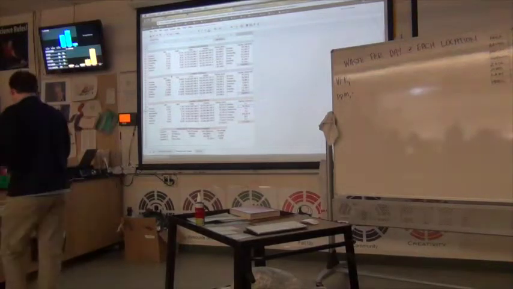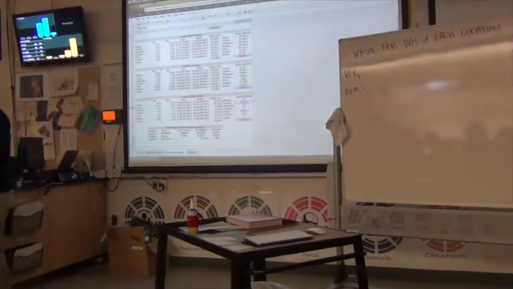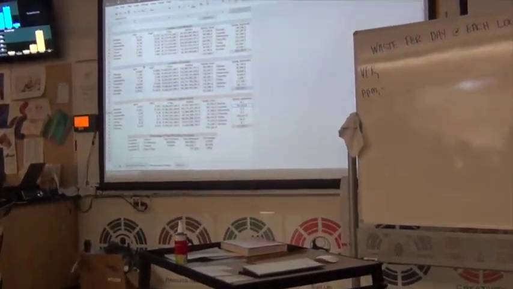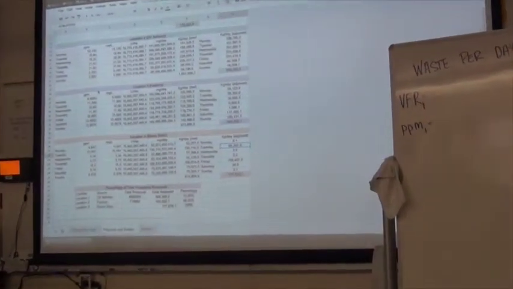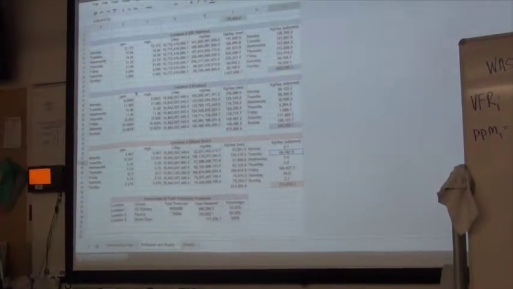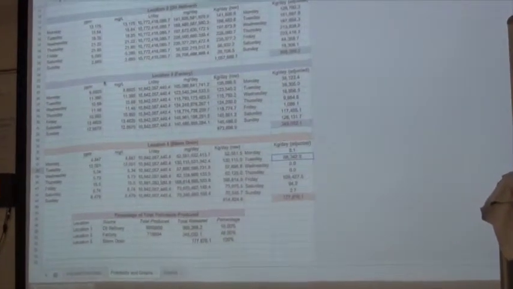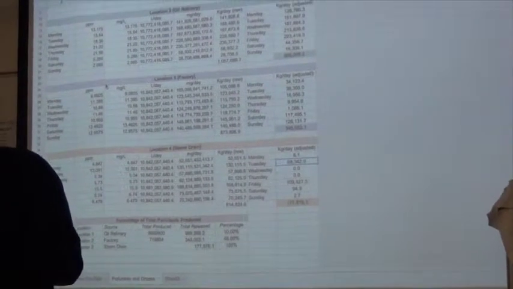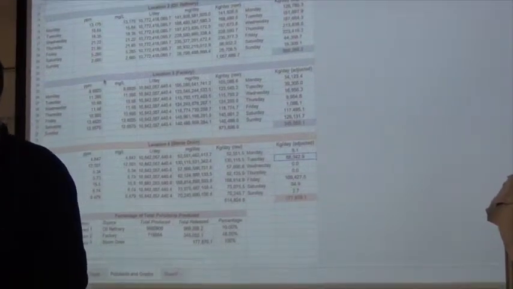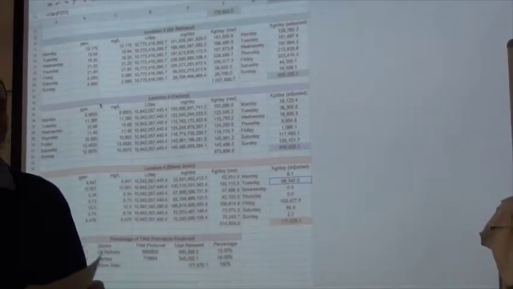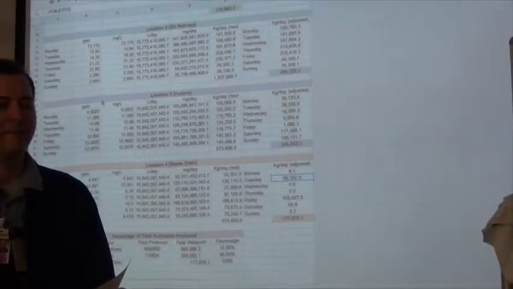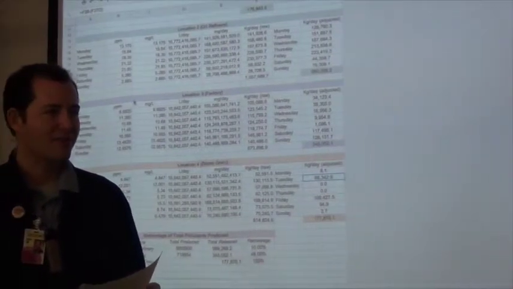We're doing a section. If you look at the 5th and 6th and 7th bullet points in the component, that's what we are covering. You need to provide an accurate graph of the mass of waste per day for each location. So how much waste does each location put into the river in kilograms per day?